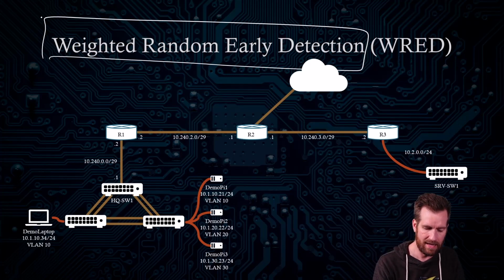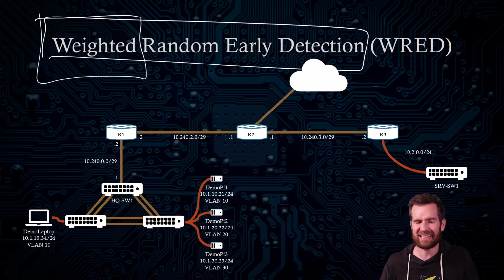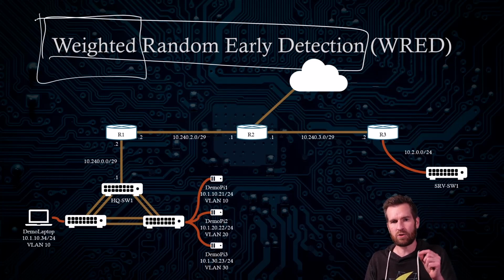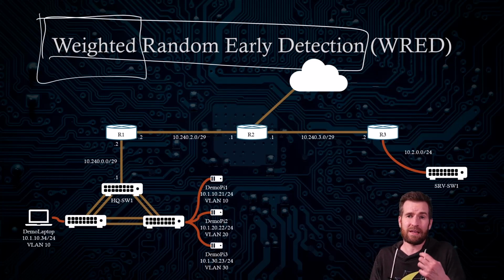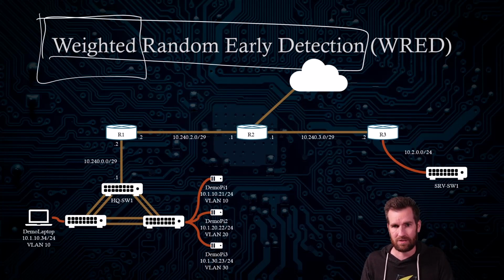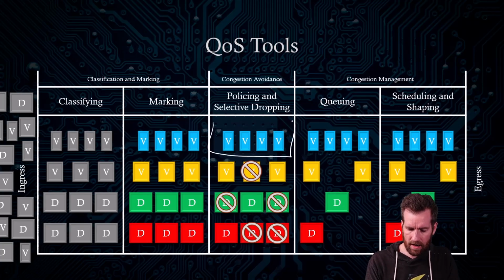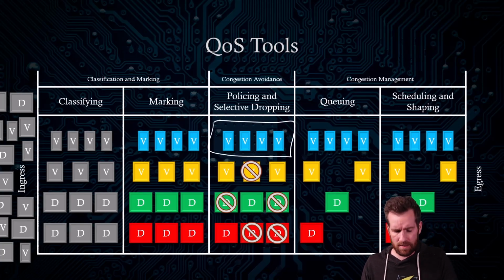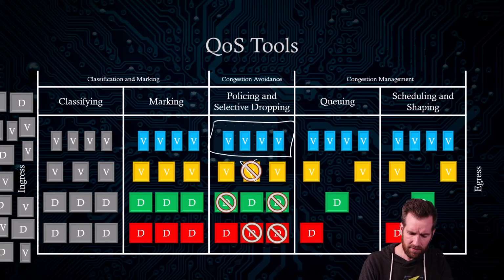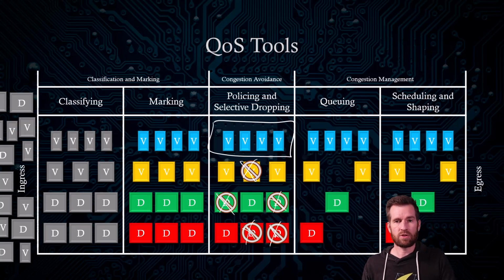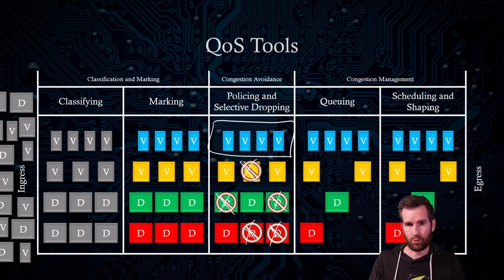The weighted part is that it can get better at selecting the right type of traffic to drop, so it's not dropping things like voice conversations. In our model right here, it shows that we are prioritizing these voice packets, but we're selectively dropping certain other packets so that we can maximize our throughput.